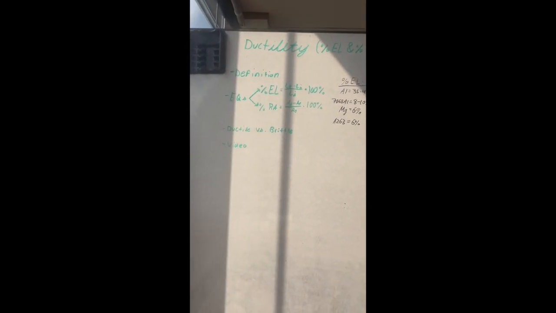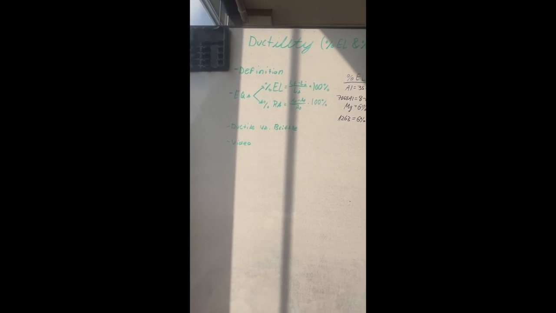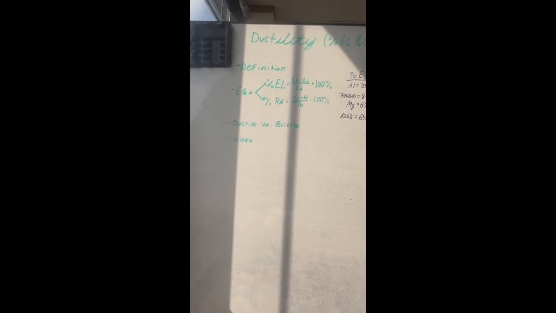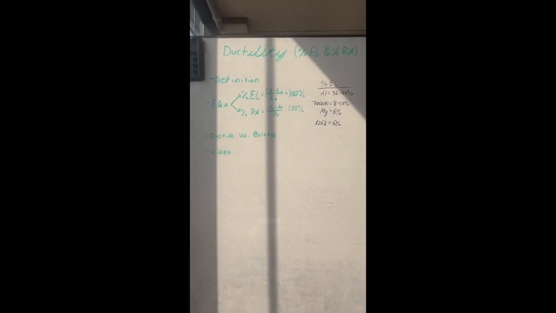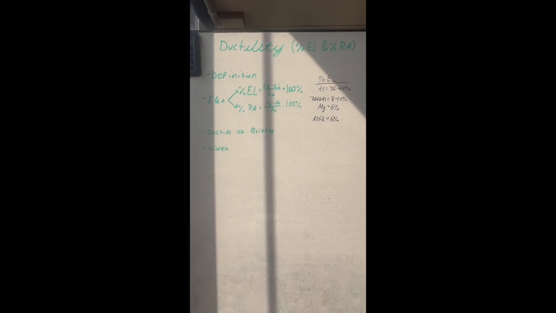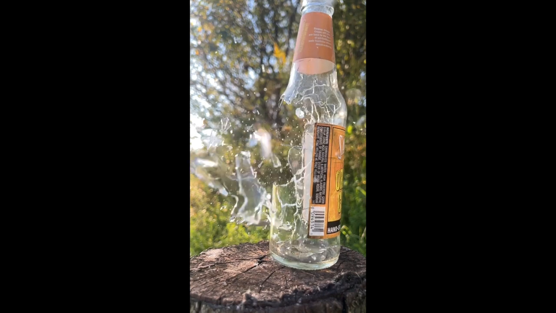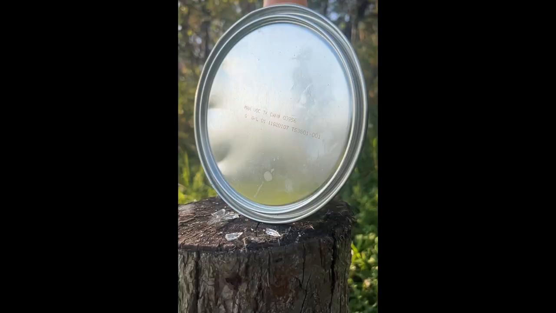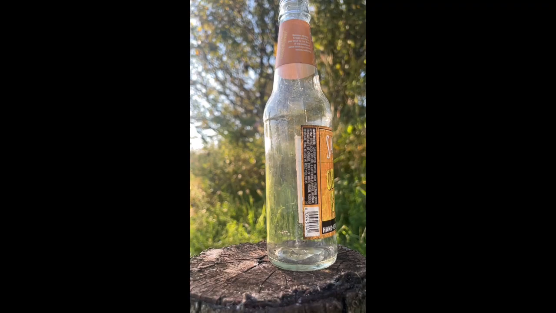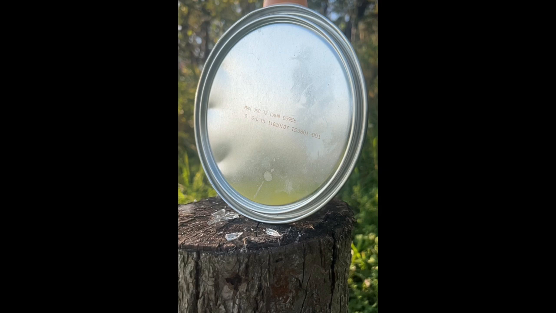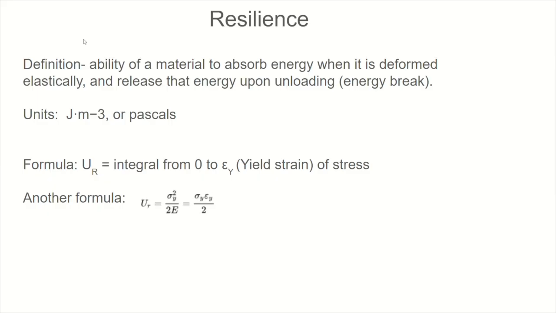So ductile materials undergo significant plastic deformation before breaking, while brittle materials undergo virtually no plastic deformation before breaking. And I'll be showing you a video right now to give you a demonstration of this. We can see in the video that the ceramic, the glass bottle, shatters immediately upon impact, showing essentially no ductility, while the metal lid has a noticeable indent in it.